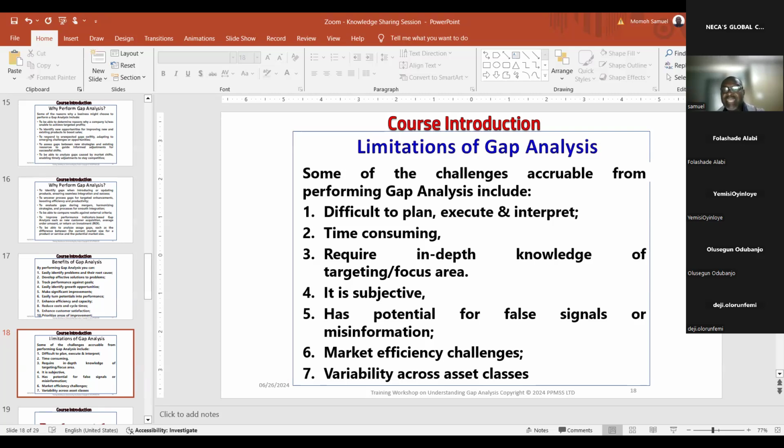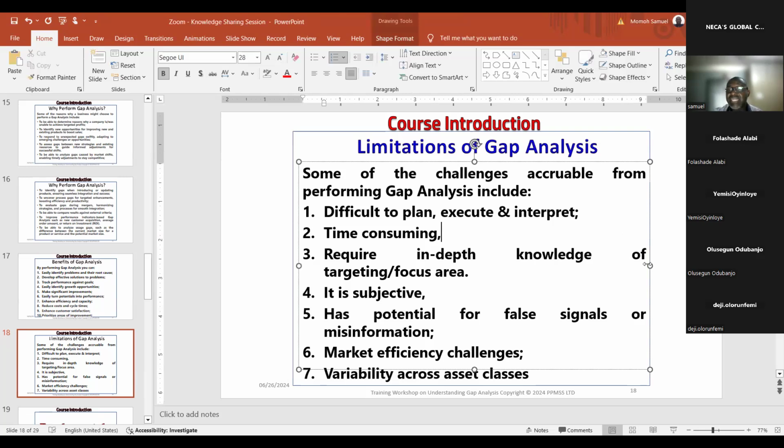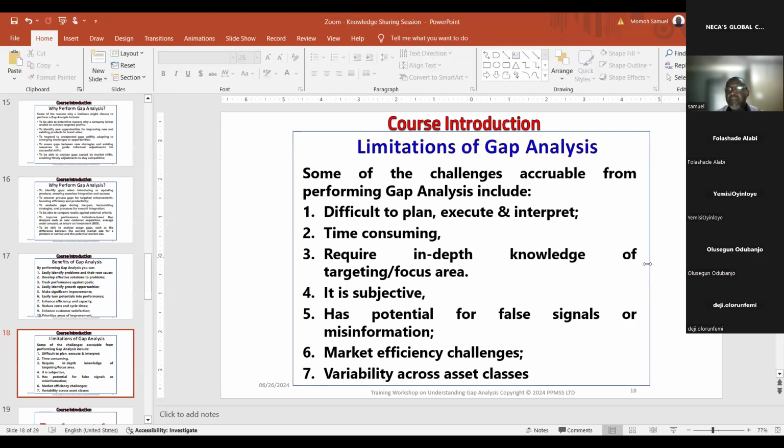As an organization as well, when you are setting goals, before you are able to carry out gap analysis, you must be able to have a sound understanding of the benchmark or the basis against which you are going to be measuring your performances, or your planning, pitching your actions against. So these are some of the limitations. Then market efficiency challenges. These are some of the issues you might have in the marketplace or the market square, getting the right information when you are probably making marketing plans. So for your gap analysis to be effective, you need to arm yourself with the right information.